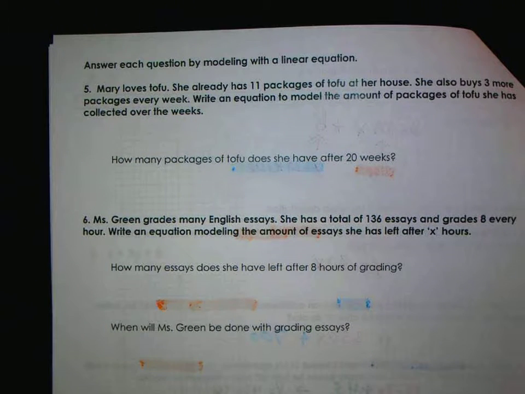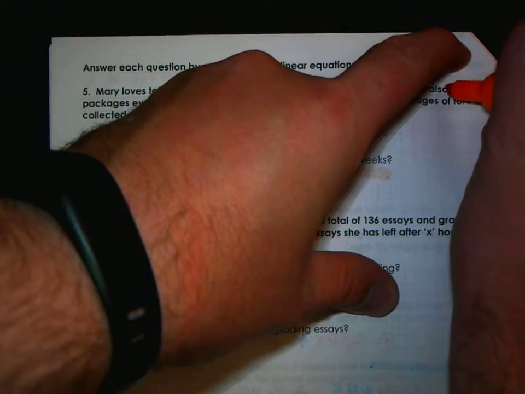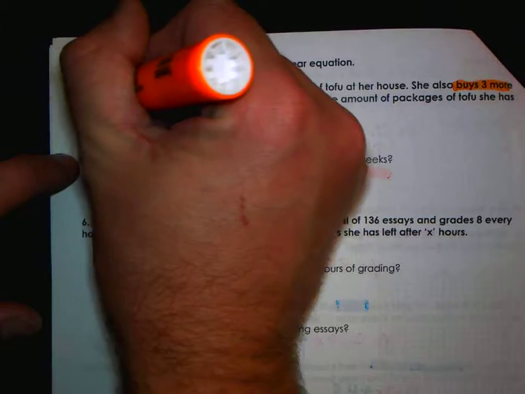She already has 11 packages of tofu at her house. She also buys 3 more packages every week. So she's stocking up. Write an equation to model the amount of packages of tofu she has collected over the weeks. Well, what's the slope? Is it 11 or 3? 3, because that's what she's buying. She's buying 3 more every week.